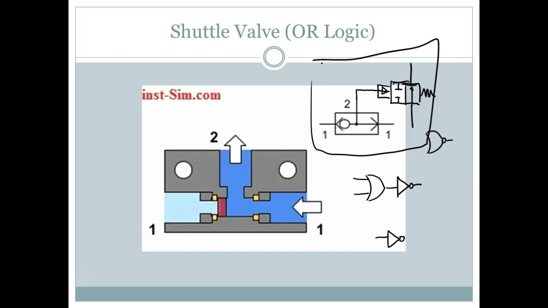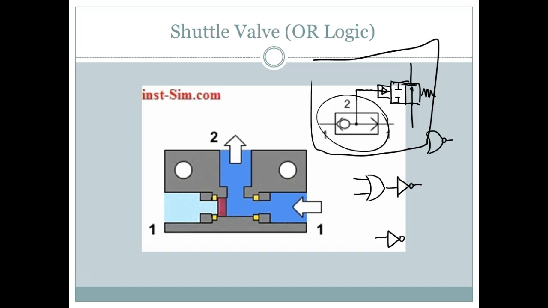Yeah. So this right here by itself would be an OR, but I take it out and invert it with a normally open valve, and that turns it into a NOR. So that's two logic functions that I could do with digital.